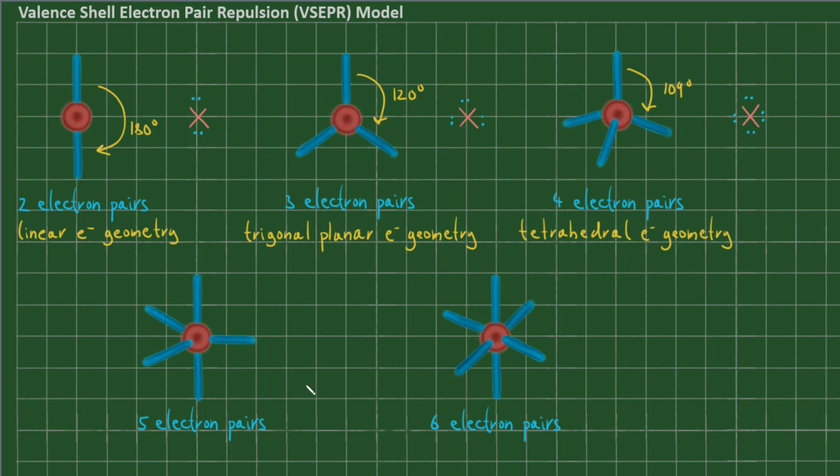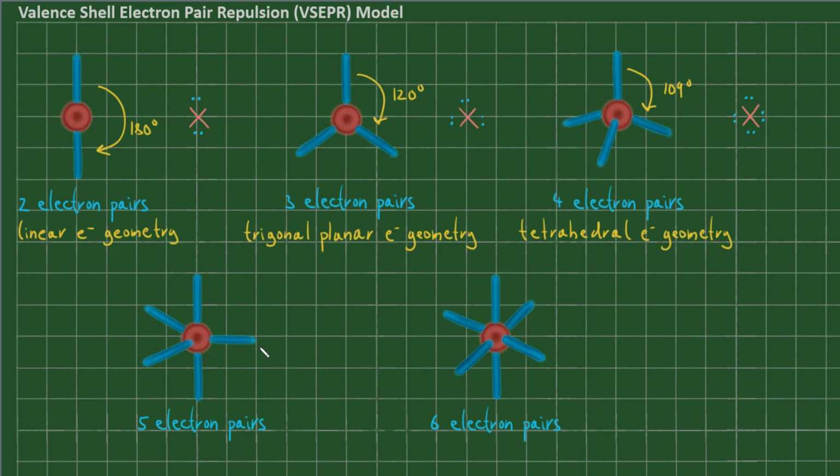Moving on to 5 pairs of electrons. Are you thinking 3-dimensionally? I sure hope so. These 2 pairs of electrons are in an axial position. If you like, they're sticking out of the north and south pole. These 3 electron pairs around are in the equatorial position.